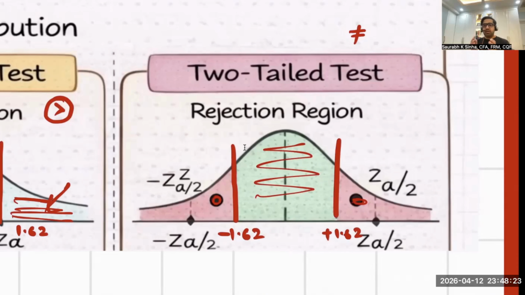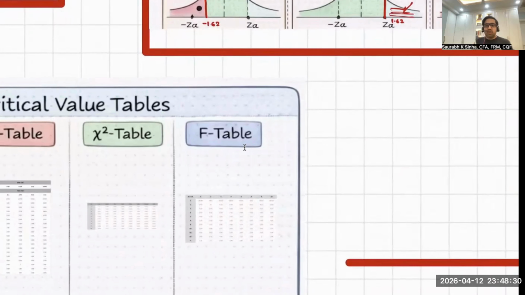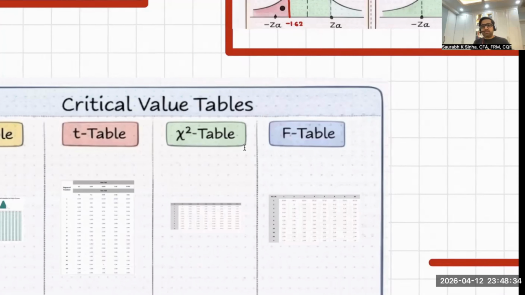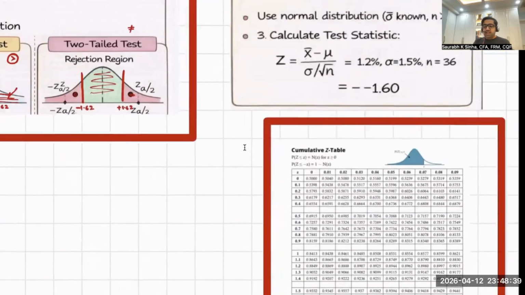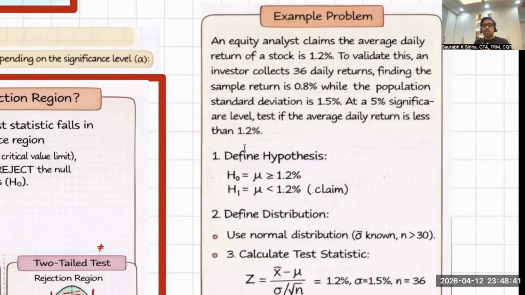But remember, the critical value is going to come from the table. It could be a Z table, chi-square table, F table, or T table. Okay? And you need a significance level. In the next session, what will we do? We'll perform a hypothesis test. The significance level is given.